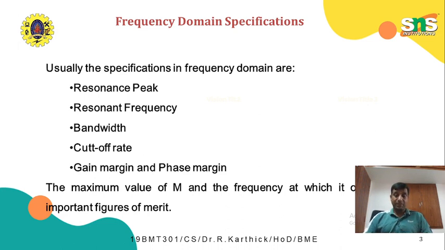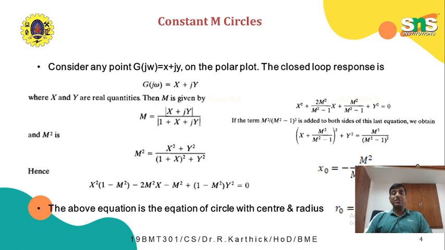Now for the M circles, we consider a point G of j omega equal to x plus jy on a polar plot. The closed loop response of this is G of j omega equal to x plus jy, where the magnitude is identified as M, that is, the magnitude of the closed loop response. Squaring on both sides, we get this equation, and from it we cross multiply and group the like terms together.